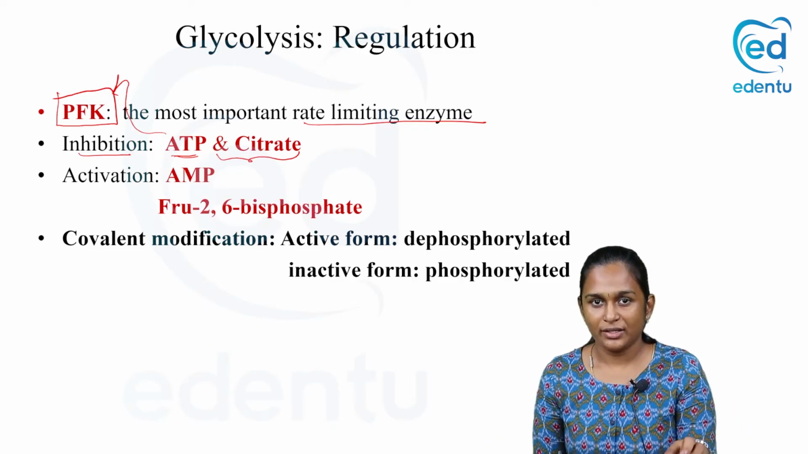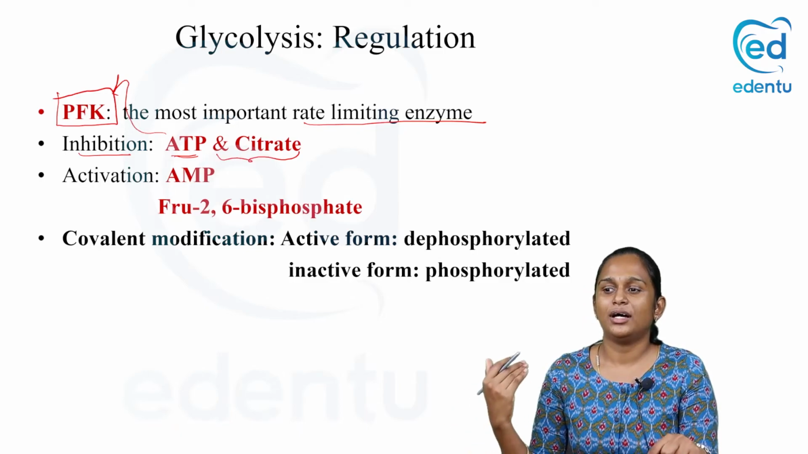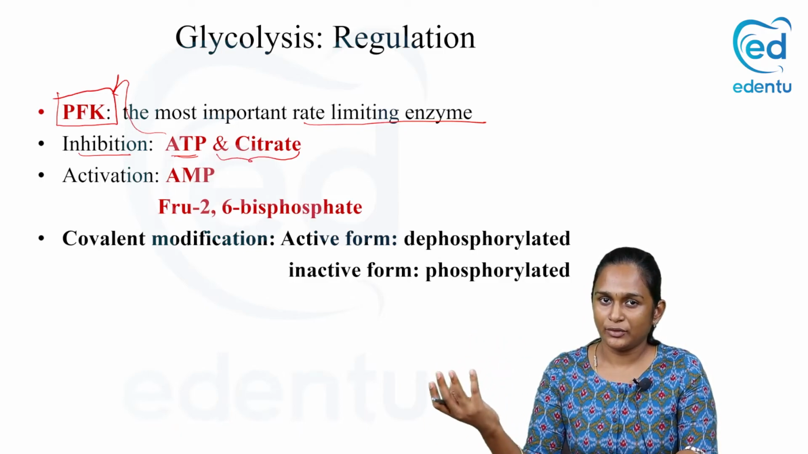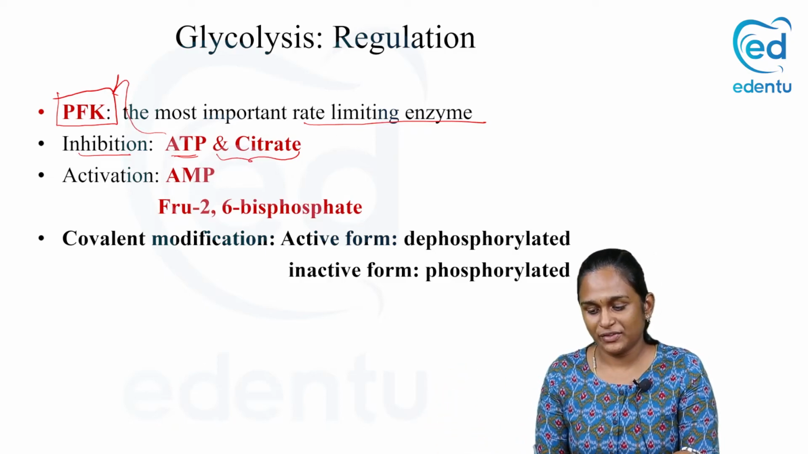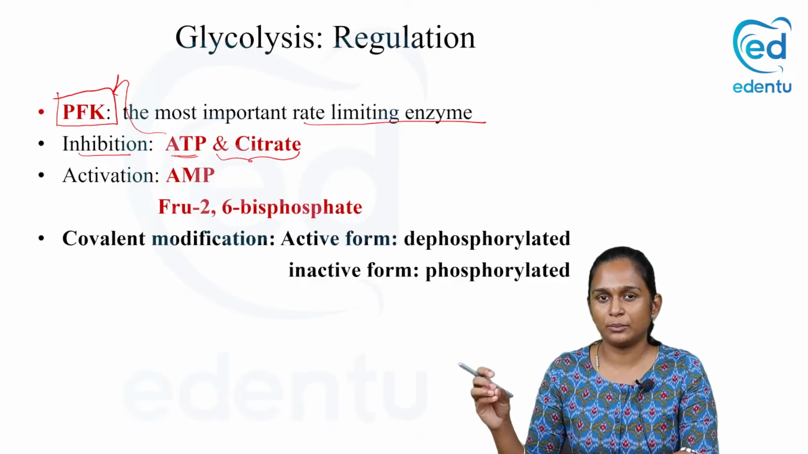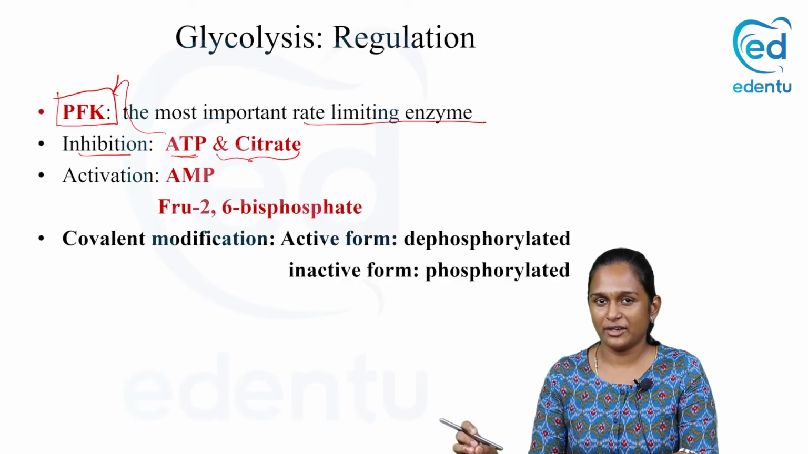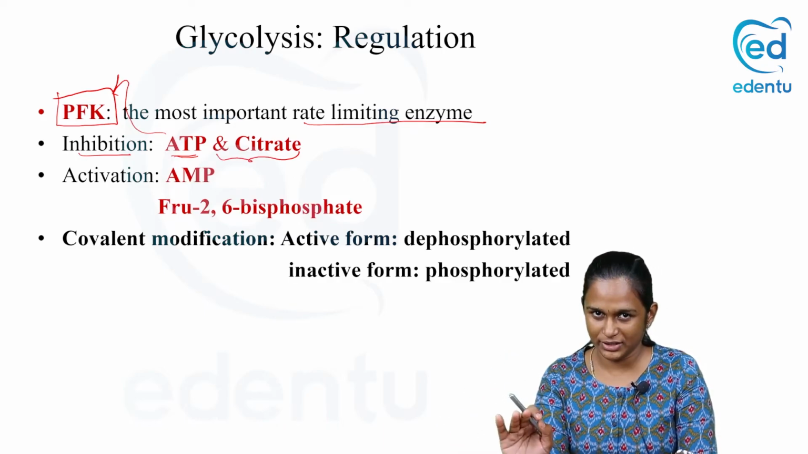And citrate, we will see in the upcoming classes, increased citrate is a sign of increased utilization of glucose and more energy. So it is a high energy state. When there is more citrate, that means there is more energy or more ATP in the cell. So enough. This citrate will go and act upon phosphofructokinase and inhibit it.